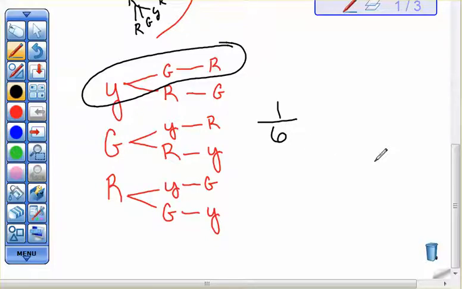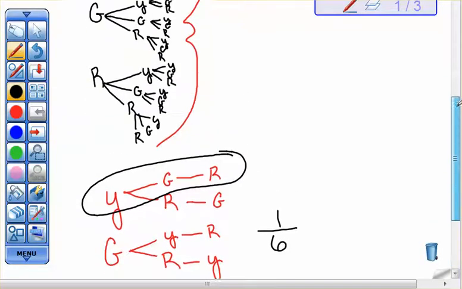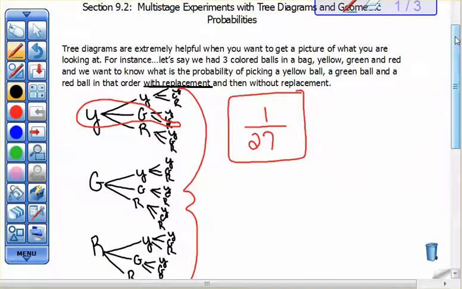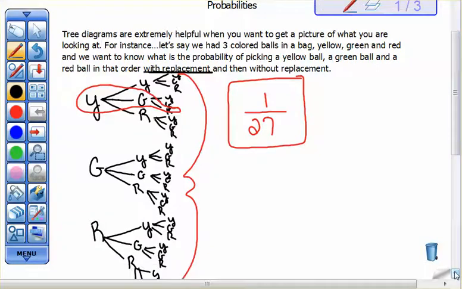Now another way to look at this is with what we call the fundamental counting principle. If you keep in mind that probability is nothing more than total successes over total possible, then we could look at this as different events. We could say, okay, I want to pick the yellow, the green, and then the red. I'm going to write it this way.